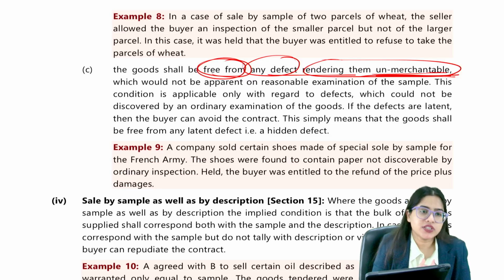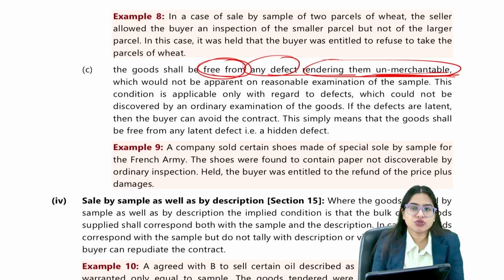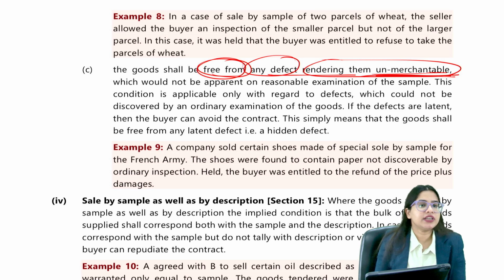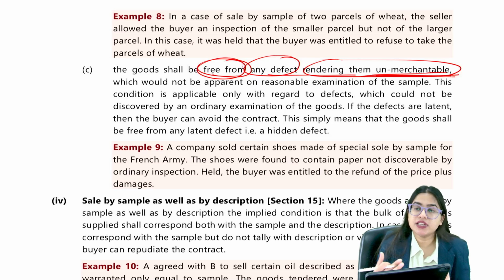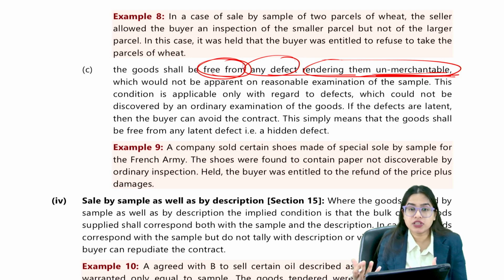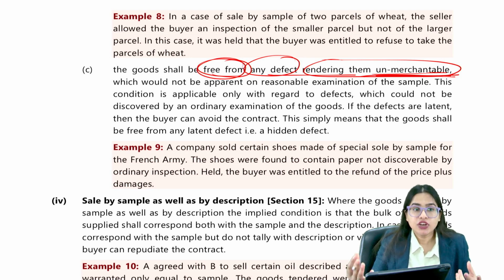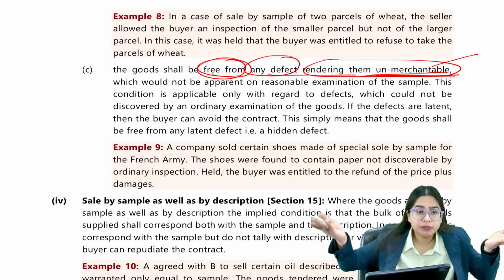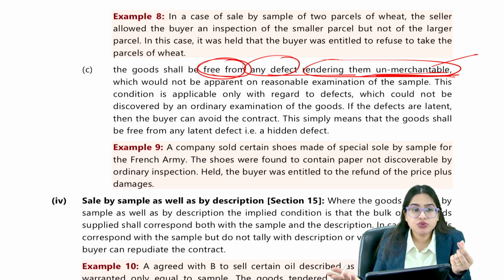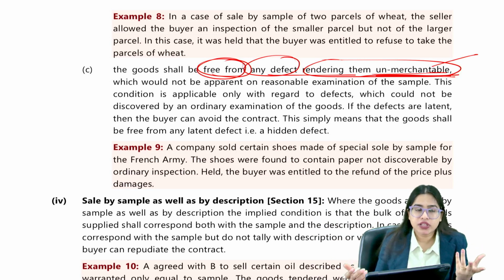a shoe. What is the purpose of a plastic shoe? The purpose of a plastic shoe is to wear it in the rain and water so that it does not get spoiled. Now if it has a defect, let's say it is made of paper, not plastic, then it has a defect which makes it unmerchantable. Unmerchantable means it's not usable, it's not fulfilling the main purpose. That shoe is made of paper, so it's not fulfilling the purpose.